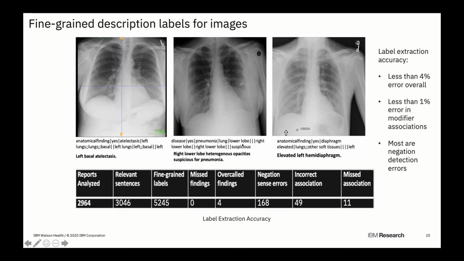We actually analyzed the detection capability for such label extraction accuracy for a number of reports in the Indiana collection again, and we find that the label extraction accuracy is less than 4% error, but in fact only less than 1% error in associating the relevant modifiers. The majority of errors are still due to negation sense detection, which remains a challenge in text analytics.